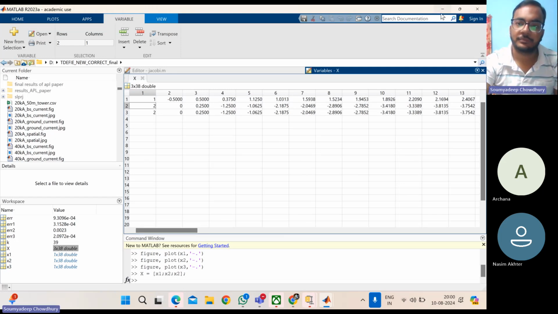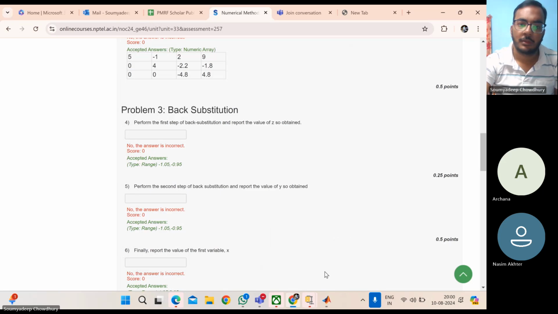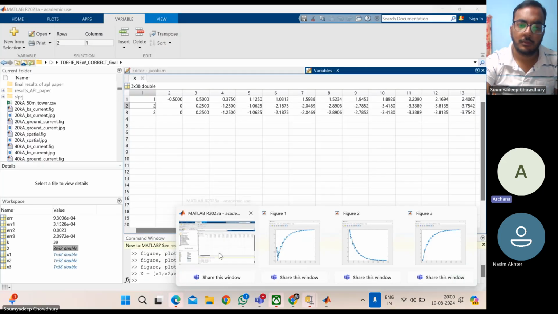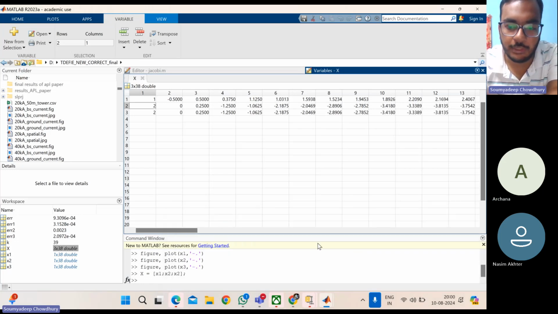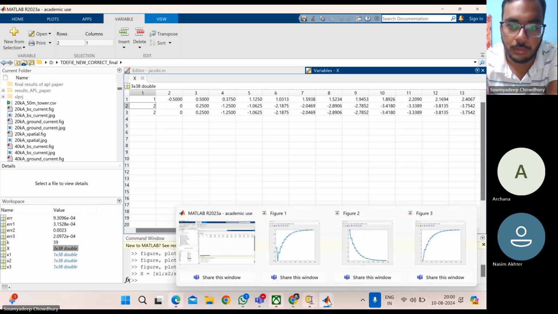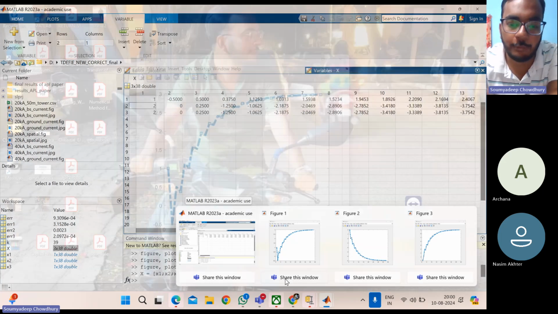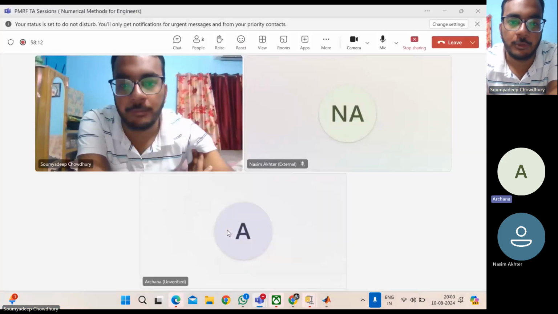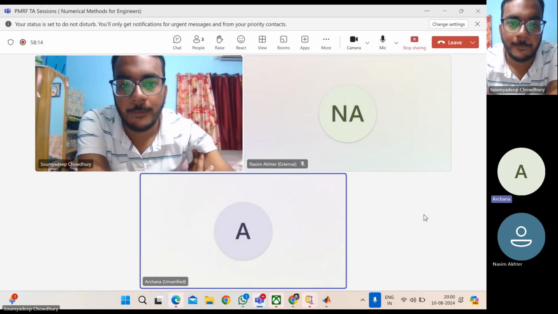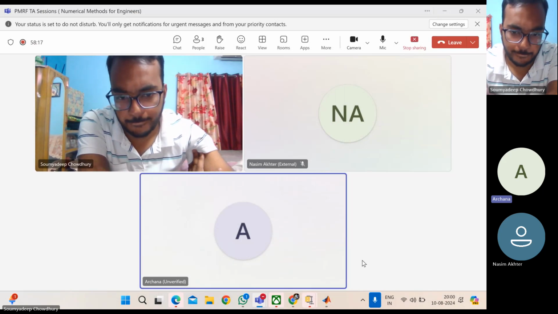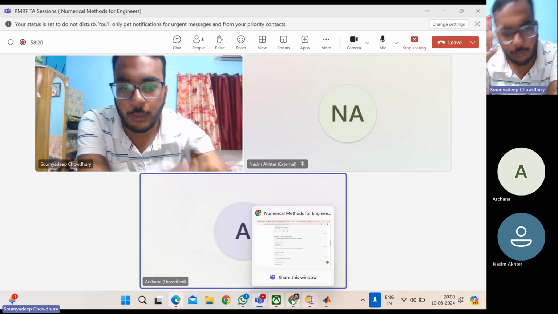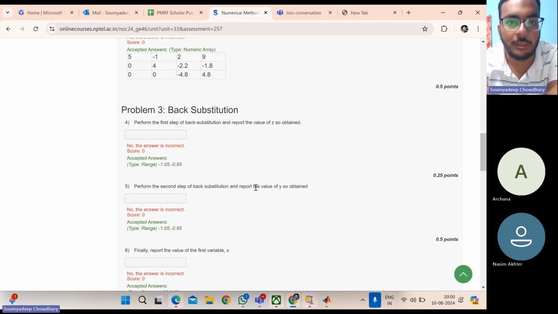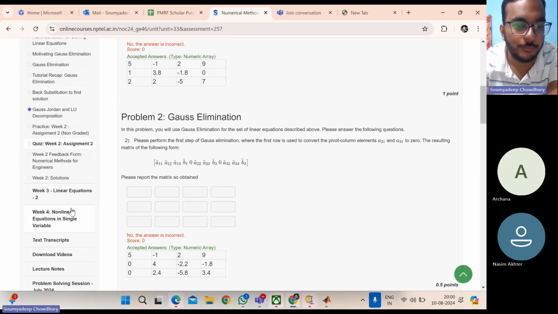Is this clear? Yes, sir. But in the exam we have to do it with a calculator. They will not ask you for the final solution in the exam. They will ask you for the first step or second step, maybe up to the third iteration. In the week 3 assignment, they asked for x5. So you have to do around four or five iterations, and that you have to do.